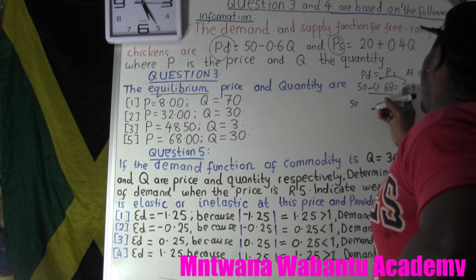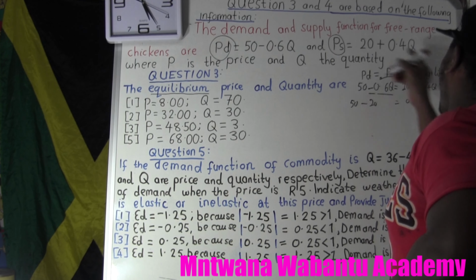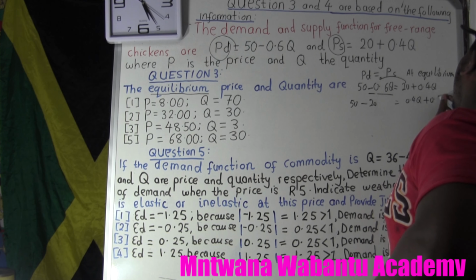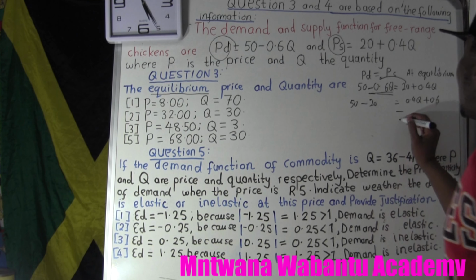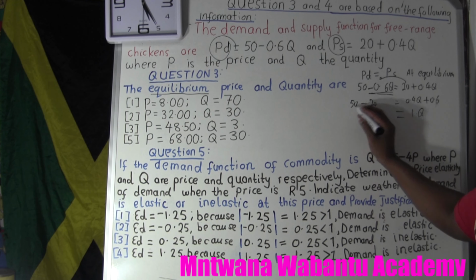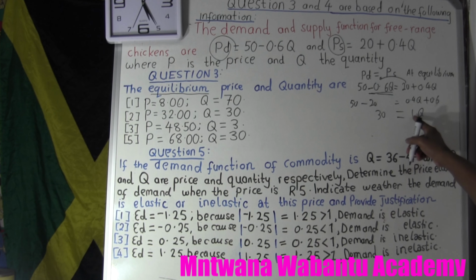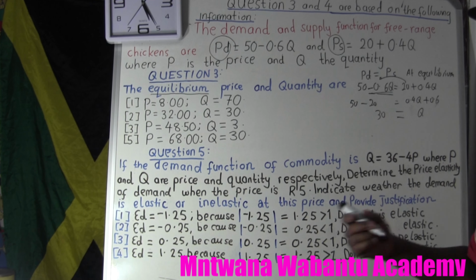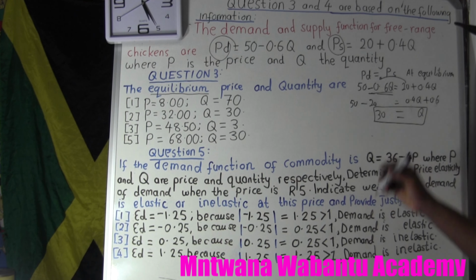So this is going to be 50. The plus, when it goes over, becomes minus, and this 0.4Q, when it goes over, becomes positive, and the 0.6 becomes positive. So 0.4 plus 0.6 gives us 1Q. 50 minus 20 equals 30. 1 times Q equals Q, so the quantity is going to be equal to 30.